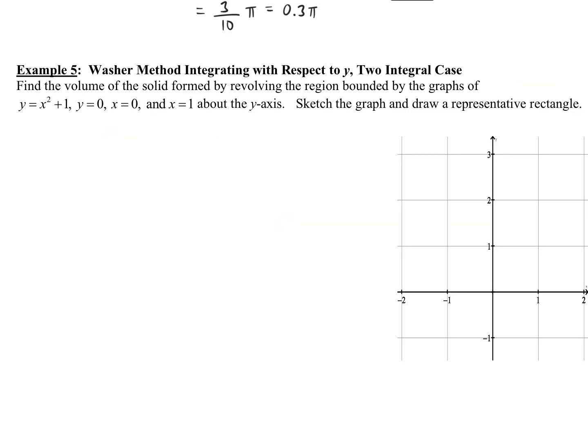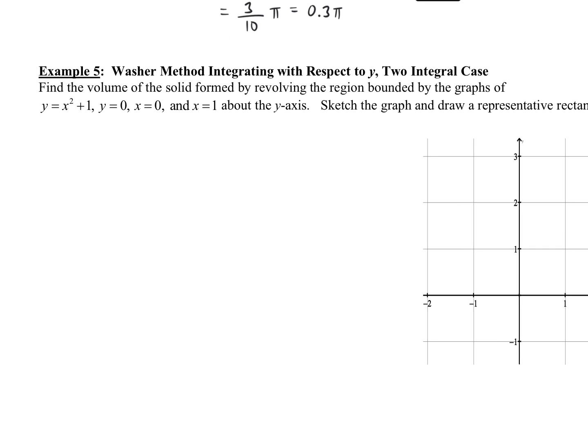Okay. This one we're finding the volume of the shaded region in between these 4 lines and a curve, and then we are rotating it about the y-axis. So let's go ahead and graph these on our graph, and this is the same picture we're going to use for the next, I think, 3 examples, okay? So go ahead and graph x squared plus 1, y equals 0, x equals 0, and x equals 1 on your graph, and find where your shaded region is.